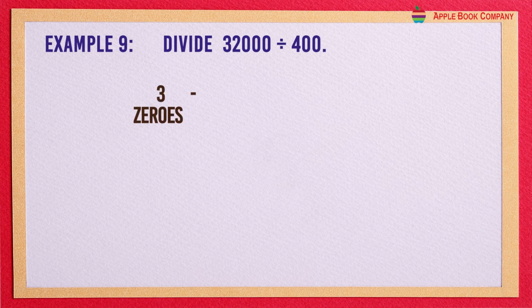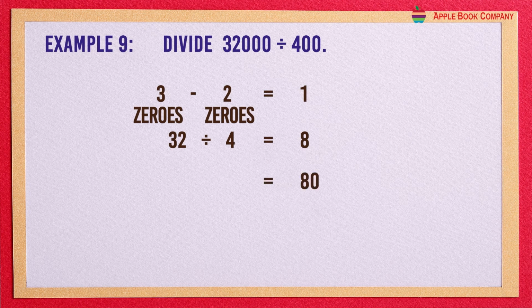Example 9. Divide 32,000 by 400. So the dividend has got 3 zeros. The divisor has got 2 zeros. So the number of zeros left in the quotient is 3 minus 2, which is equal to 1. So 32 divided by 4 is equal to 8. So put 1 zero at the right end of 8. So the quotient becomes 80.